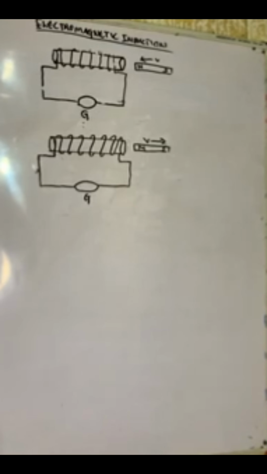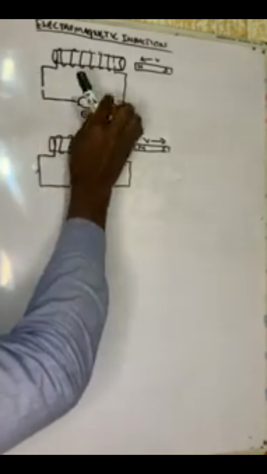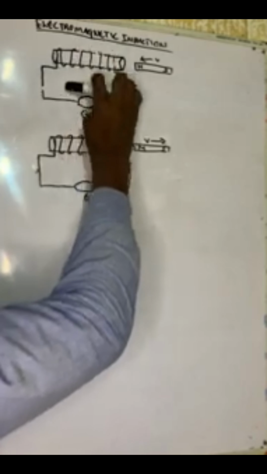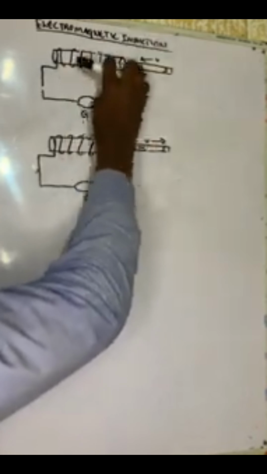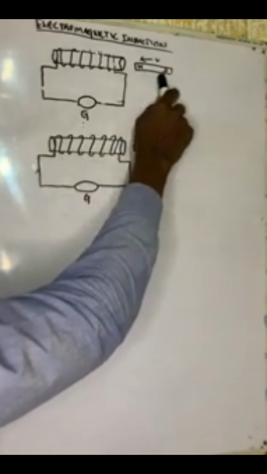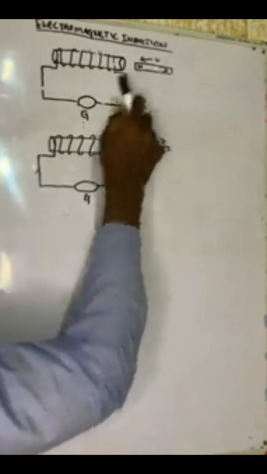Folks, today we are doing electromagnetic induction. Now, let's consider these two cases. In our first case, we have a conductor, a wire that has been coiled around some sort of hollow cylindrical object. Then we have a bar magnet with a north and a south pole.